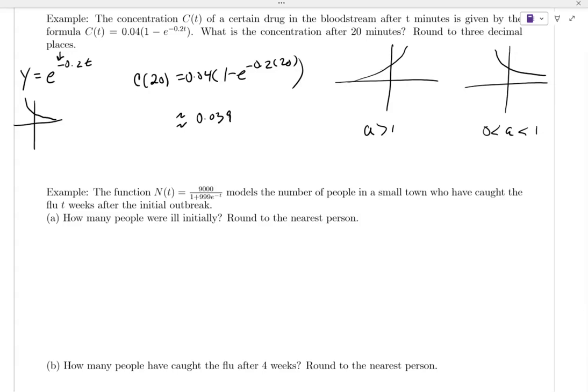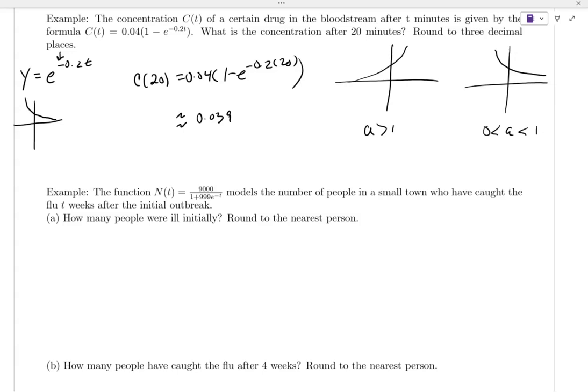If we look at that e to the negative t, we've got this situation again, don't we? The farther you go out, the smaller it gets. So this part right here in the denominator, this 999 e to the negative t, will get really, really small, which means your denominator is going to get closer and closer to 1, which means the whole expression will get closer and closer to 9,000. So as you go out, what this model is going to do is go up and level off again.